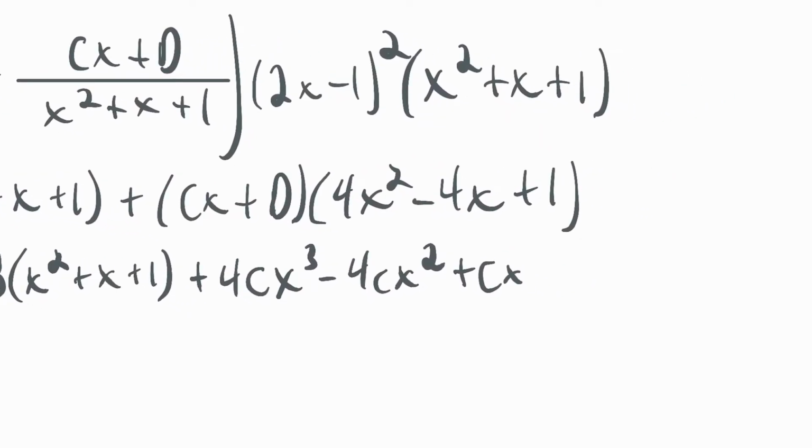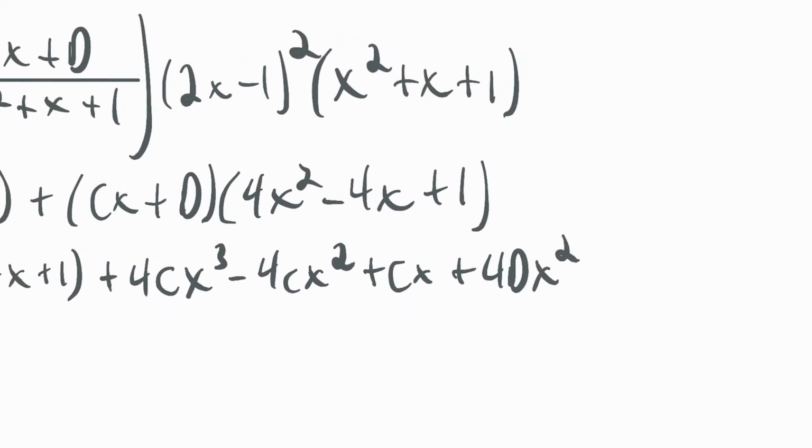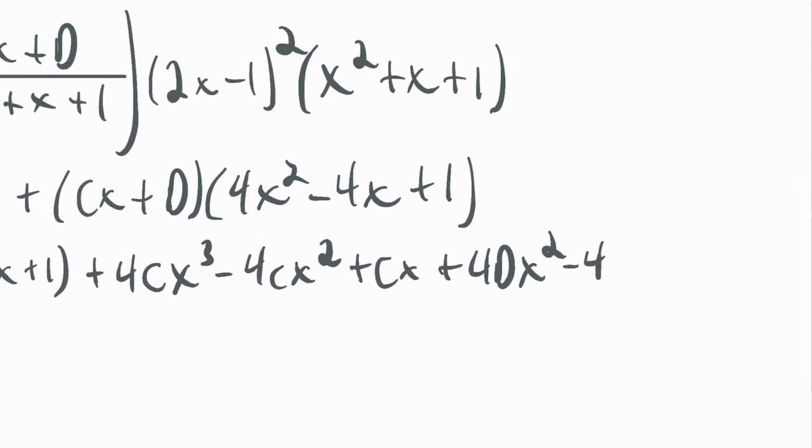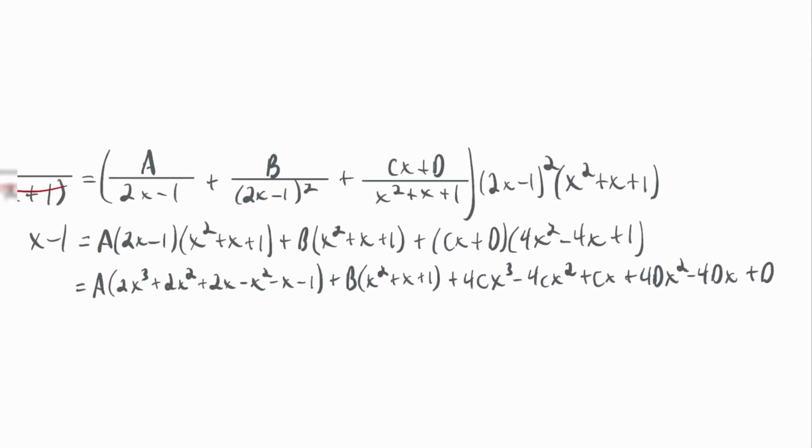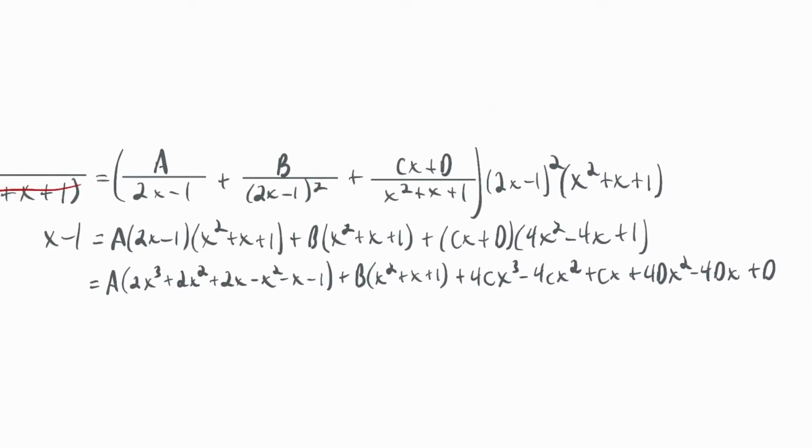Just checking for errors as I go along. I don't see any. That should be good. Okay, so now distribute the d. So plus 4dx squared, minus 4dx, plus d. Okay. And of course, the left is just x minus 1.